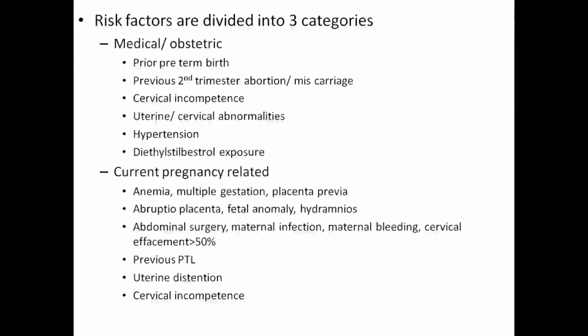The risk factors are divided into three categories. The first one is medical and obstetric, that is prior preterm birth, previous second trimester abortion or miscarriage, cervical incompetence, uterine and cervical abnormalities, hypertension, diethylstilbestrol exposure. Current pregnancy related factors include anemia, multiple gestation, placenta previa, abruptio placenta, fetal anomaly, hydramnios, abdominal surgery, maternal infections, maternal bleeding, cervical effacement more than 50%, previous preterm labor, uterine distension, cervical incompetence.